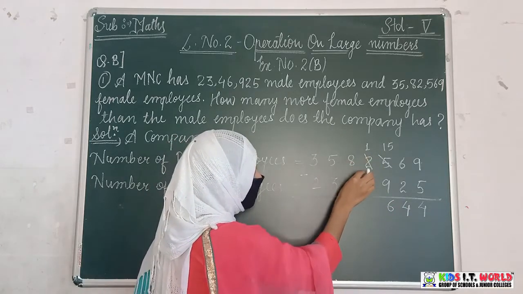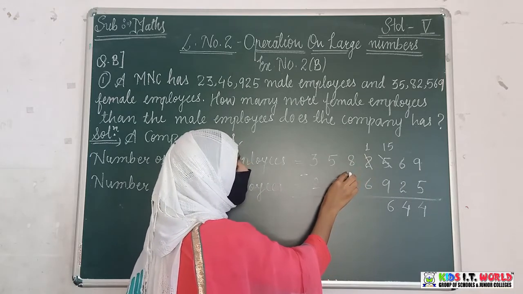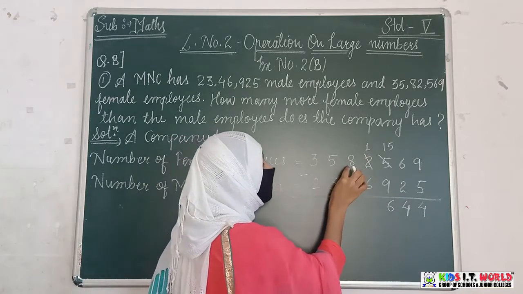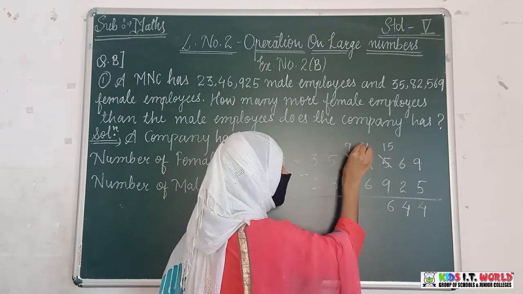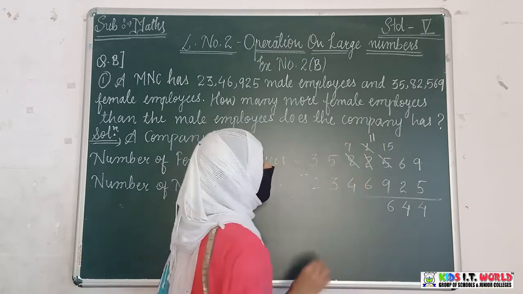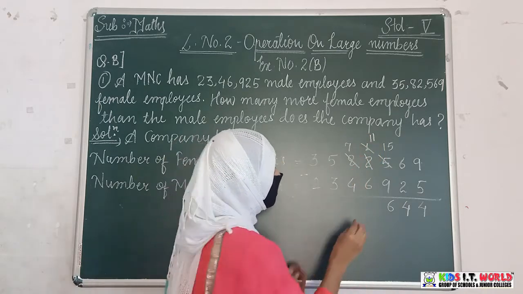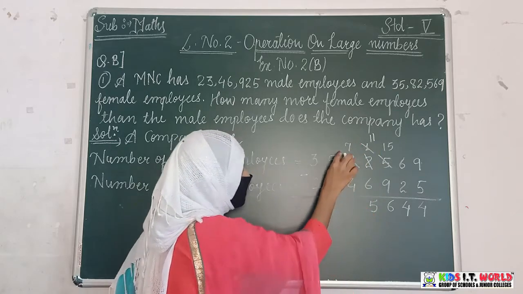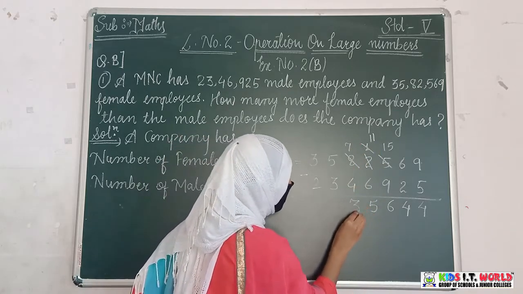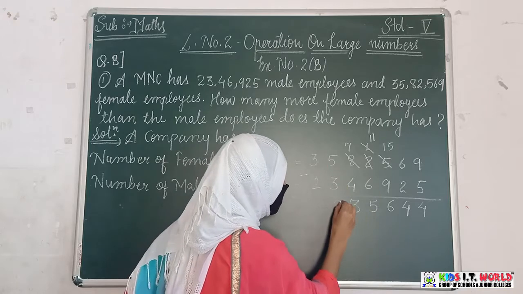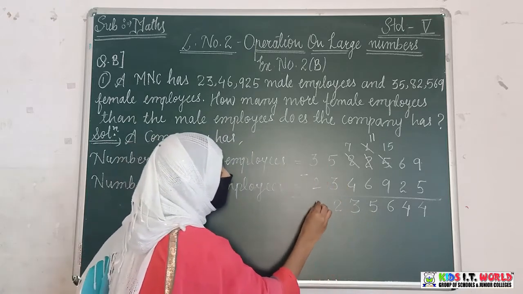So for doing the subtraction we have to borrow from the other number. So we will take from the 8. So it will get 7 and it will get 11. Now 11 minus 6, it is 5. 7 minus 4, it is 3. 5 minus 3 is 2 and 3 minus 2, it is 1.